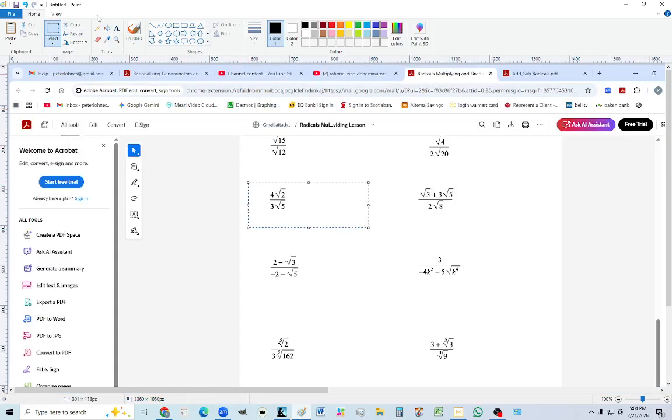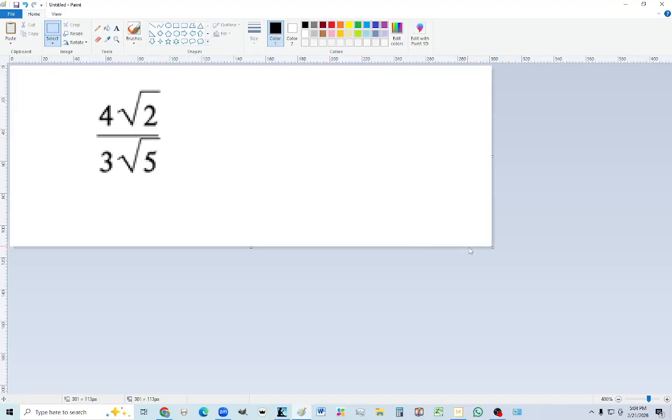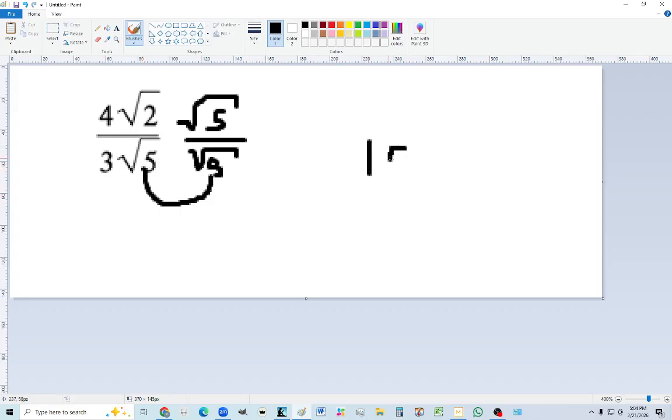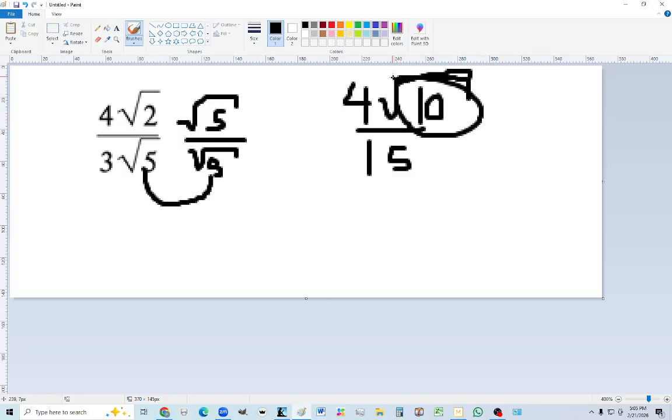Okay, we'll go with that one first. Since 3 and 4 can't be canceled out, we're just going to start by multiplying top and bottom by square root of 5. Realize that square root of 5 times square root of 5 is 5, times 3 is 15 at the bottom. At the top, you're just going to multiply the square roots, not the numbers. 2 times 5 is 10. Since square root of 10 cannot be simplified, and 4 and 15 cannot be simplified, that's the final answer.